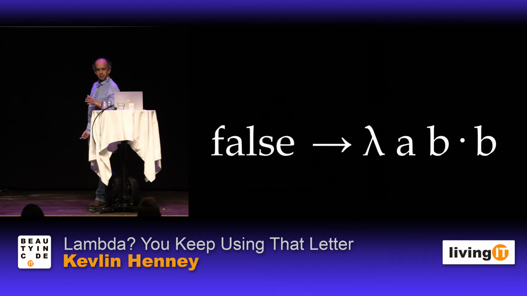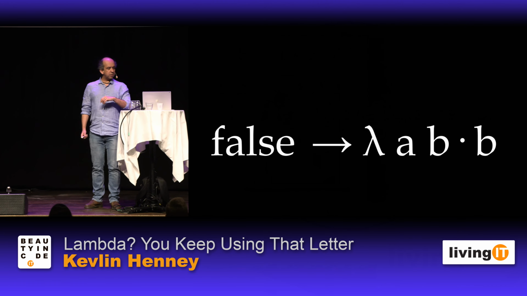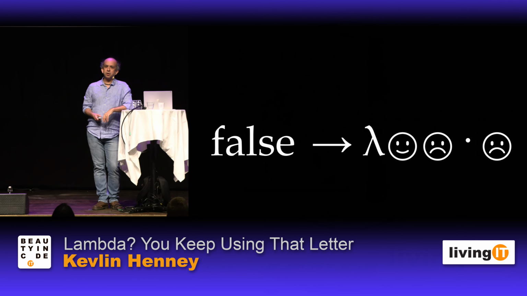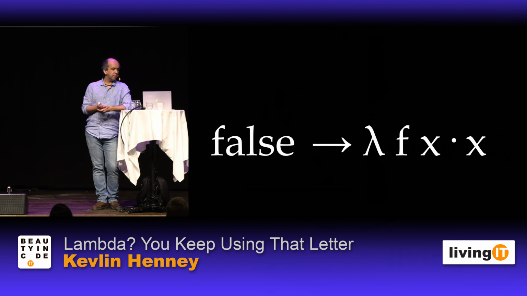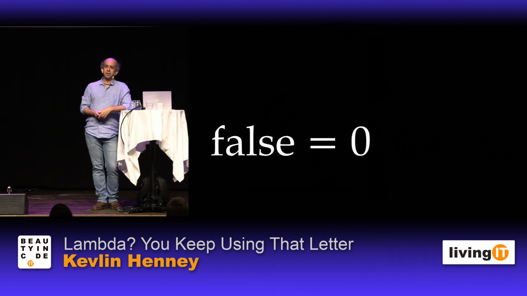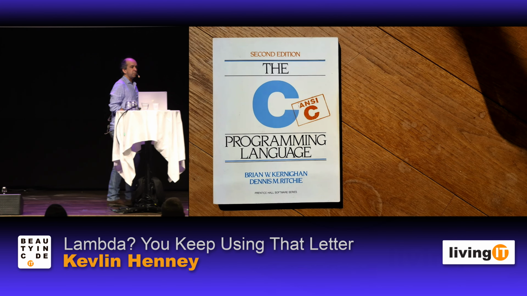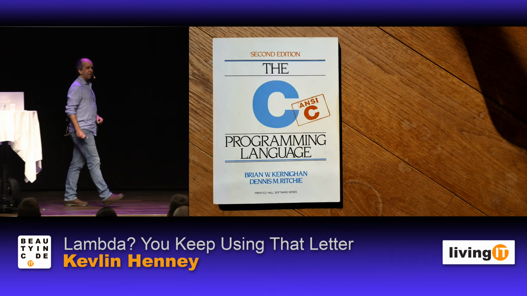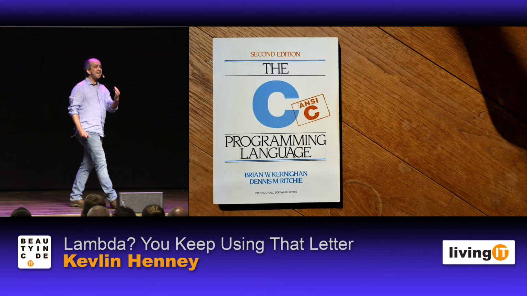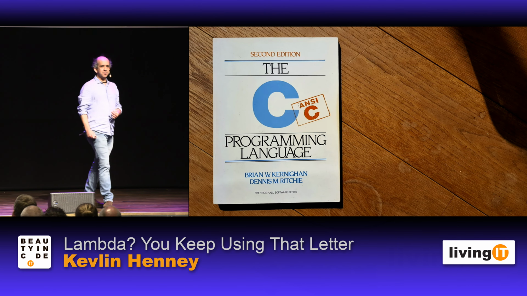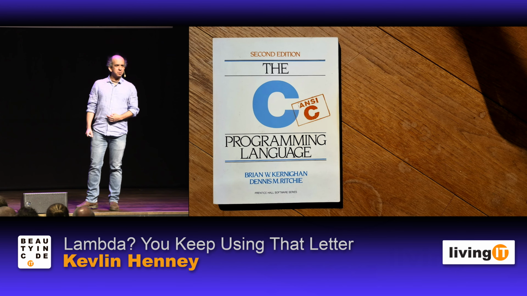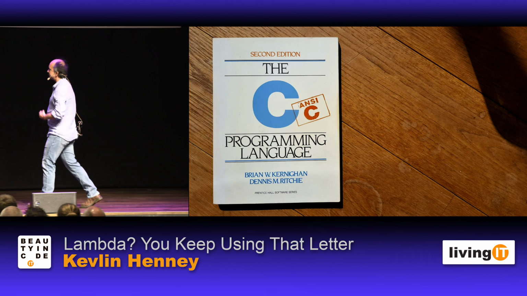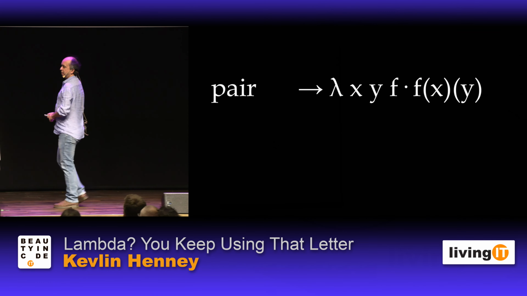As an aside, if you look at the encoding of what false is, you can replace the symbols. The symbols don't matter. This is a thing called alpha equivalence. It turns out that it's equivalent to something we've already seen. False is zero. Yes, we've just reinvented C. It's not a conversion to zero. It is zero. So the C programmers can sit there and go, yeah, I knew I was right. I knew it was zero. Damn it.